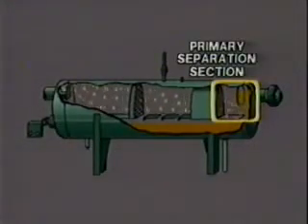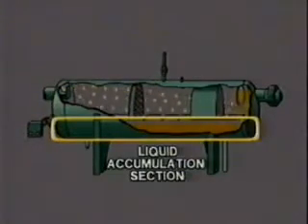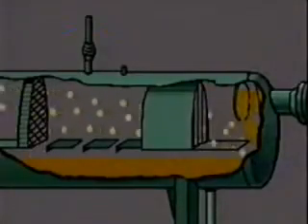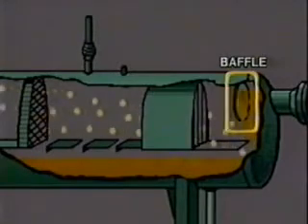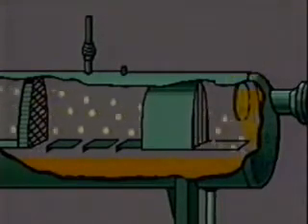This horizontal separator contains a primary separation section near the inlet. Secondary separation and mist extraction sections are in the top portion of the cylinder, and like other types, the liquids accumulate in the bottom. As the well stream enters the vessel, it strikes a baffle. Forward motion temporarily stops, causing the heavier liquids to fall to the bottom.